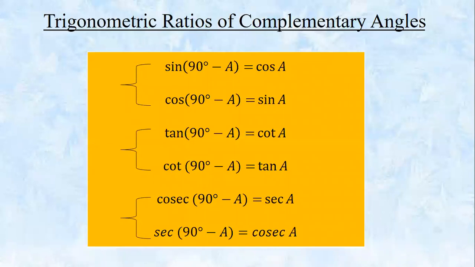Trigonometric ratios of complementary angles. Sin 90 minus A is cos A, cos 90 minus A is sin A, tan 90 minus A is cot A, cot 90 minus A is tan A, cosec 90 minus A is sec A, and sec 90 minus A is cosec A.